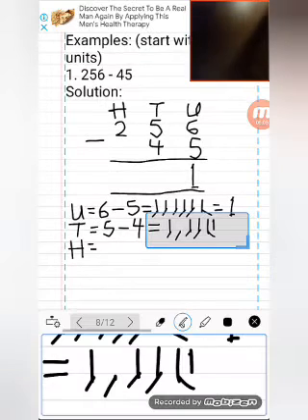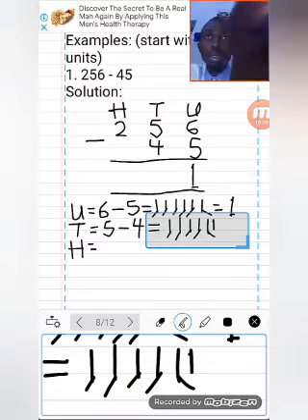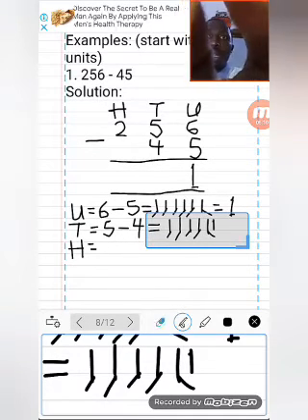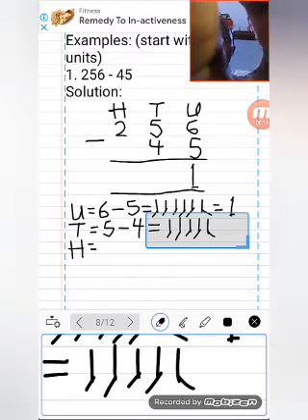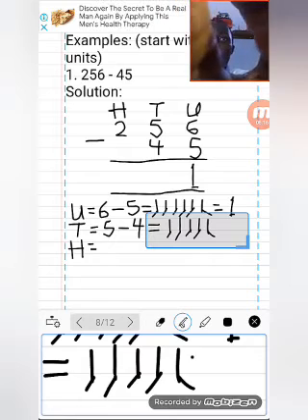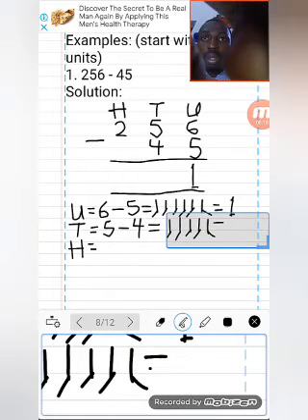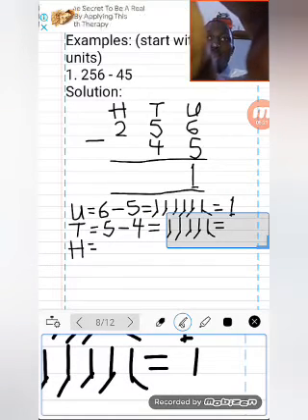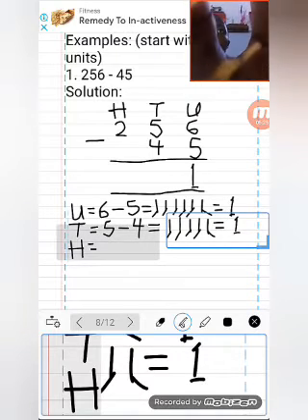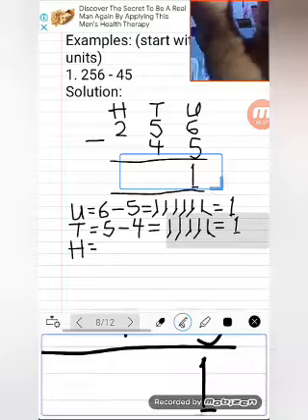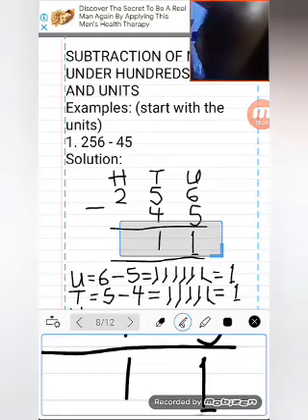Let me fix this. Okay. And that's 1. That's just 1. 5 minus 4 is 1.